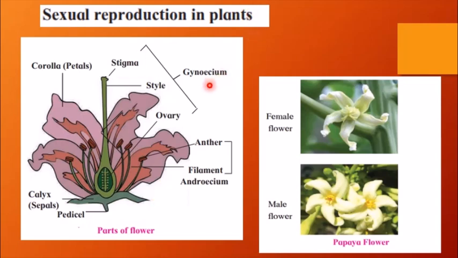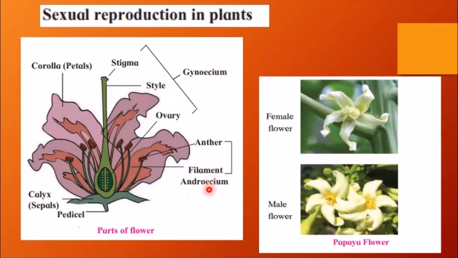Then we have two things, that is the gynecium and the androecium. Now, the gynecium consists of the stigma, that is this upper part. Then we have the style, this green line which you can see going down, and the ovary. Inside this there are eggs, or you can say the ovules are present inside. So we have the ovary, style, and stigma. All these three parts make up the gynecium.